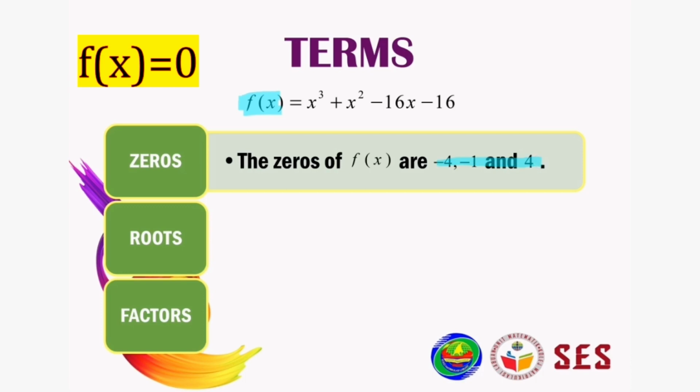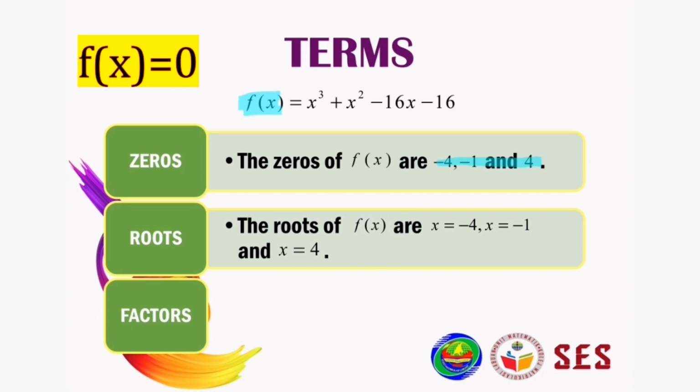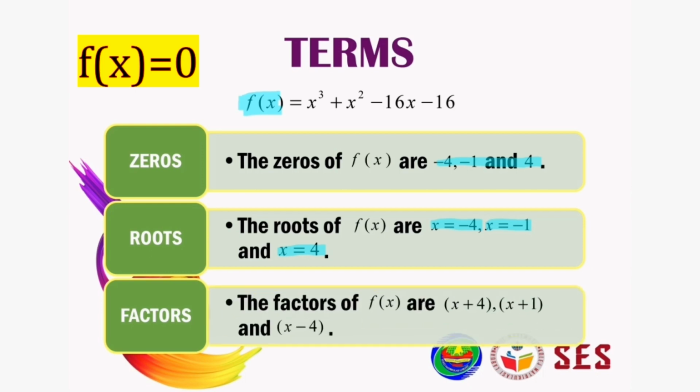Next, we have roots. We say the roots of f(x) are x equals -4, x equals -1, and x equals 4. Basically, roots and zeros are more or less the same, but they are different in the way we write the answers. And lastly, we have factors. Factors are basically the roots written in bracket form. So we say the factors of f(x) are x plus 4, x plus 1, and also x minus 4.